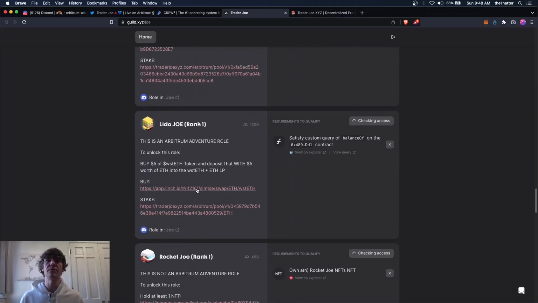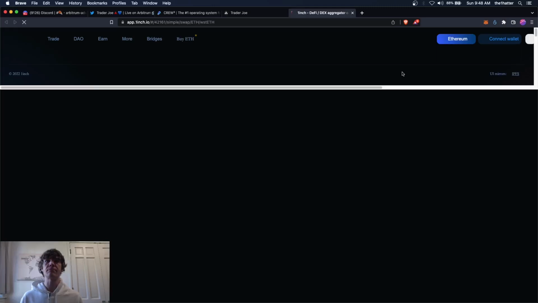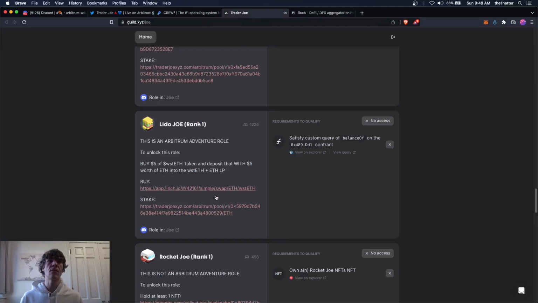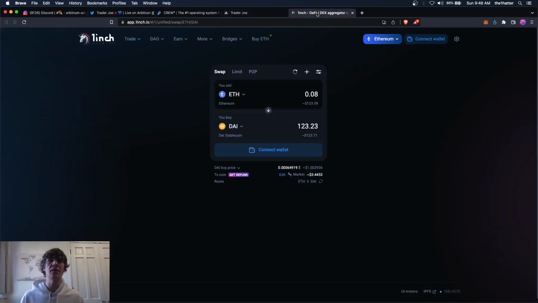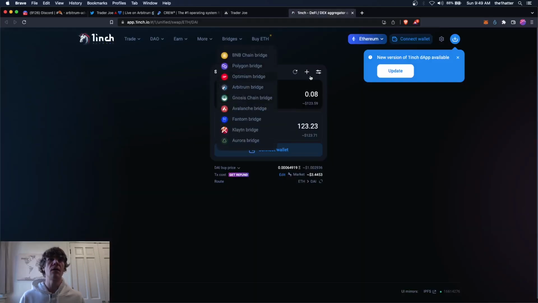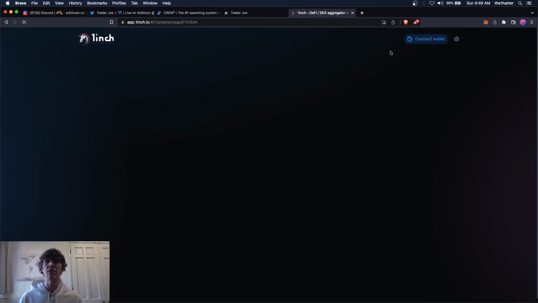So we'll go to Lido. Close out of this. Okay, so to unlock this roll, you'll buy $5 worth of wrapped staked ETH token and deposit that with $5 worth of ETH. Interesting. I don't know what the wrapped staked ETH is. Weird.